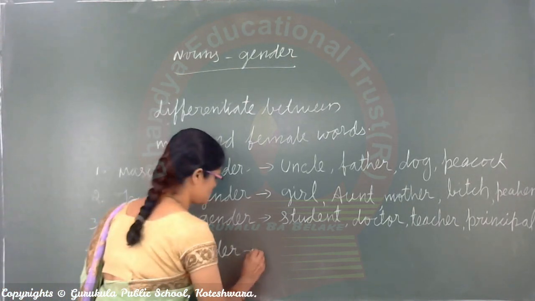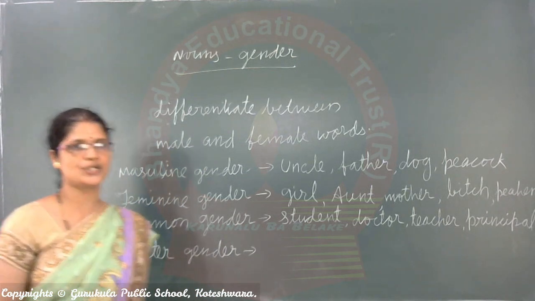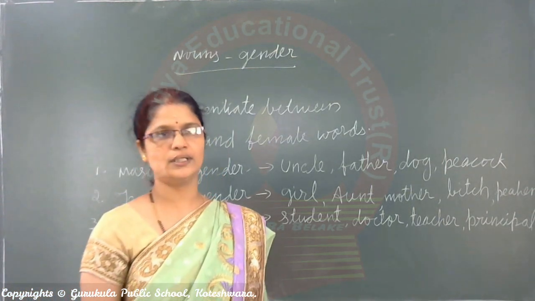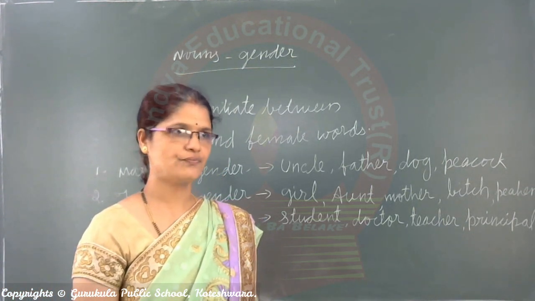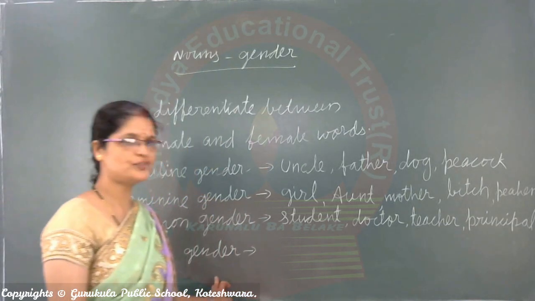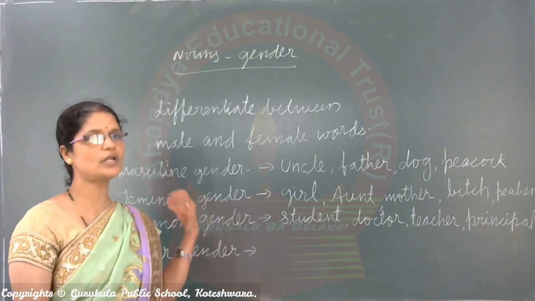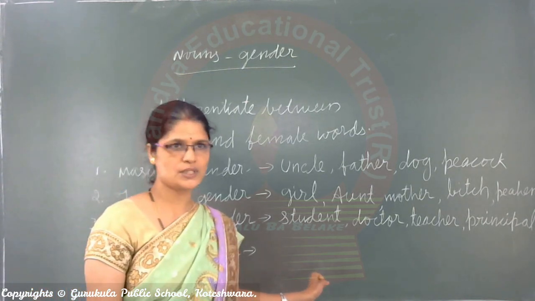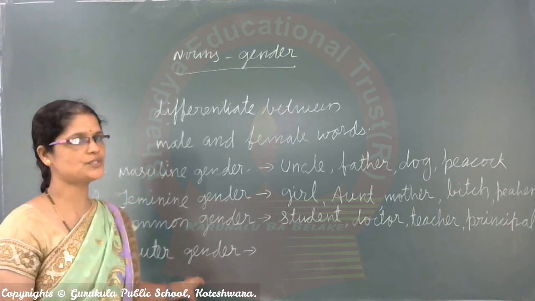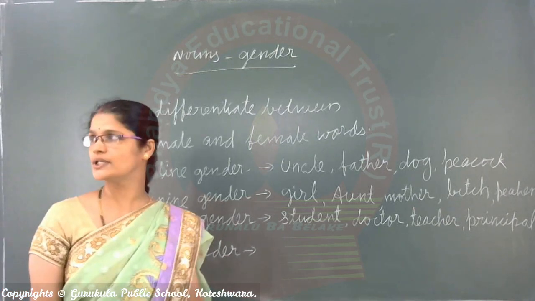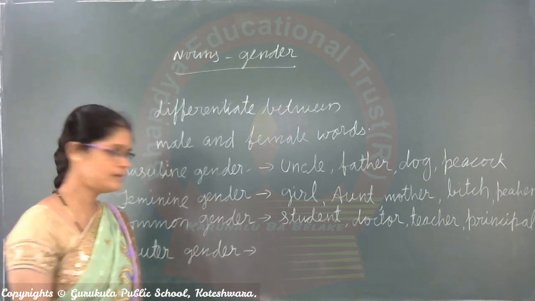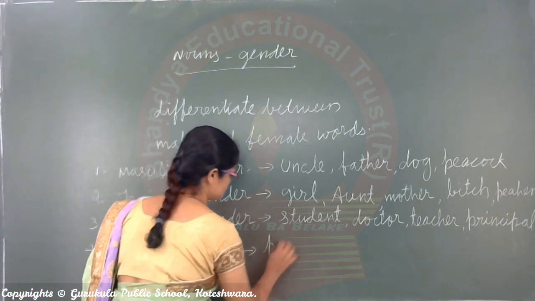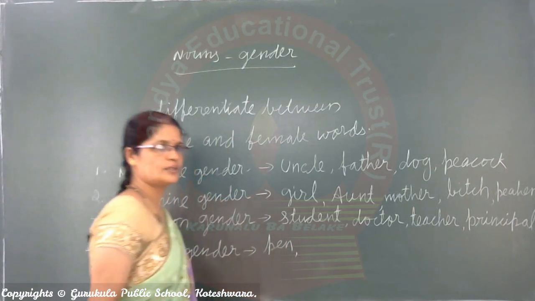Next, the fourth one, that is neuter gender. Neuter gender is the name of things, especially non-living things. Non-living things come in neuter gender. Please give an example for neuter gender. Pen. Next, book.